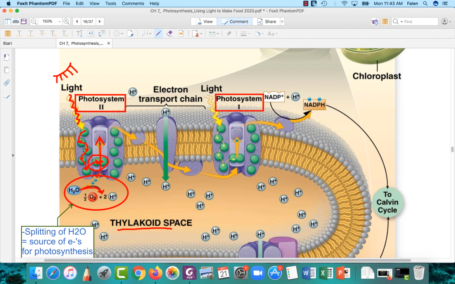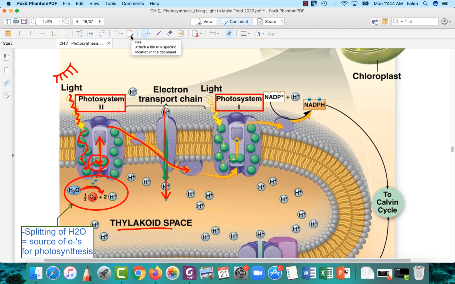Well, they can't sit there forever, so they're going to get passed through this electron transport chain, by shuttles and proteins. Now, remember the electron transport chain we discussed before? Every time electrons pass through an electron transport chain, it's going to pump hydrogen ions across the membrane. In this case, they're getting pumped into the thylakoid space. Every time a set of electrons crosses this electron transport chain, a hydrogen ion will get pumped across the thylakoid membrane and into the thylakoid space.